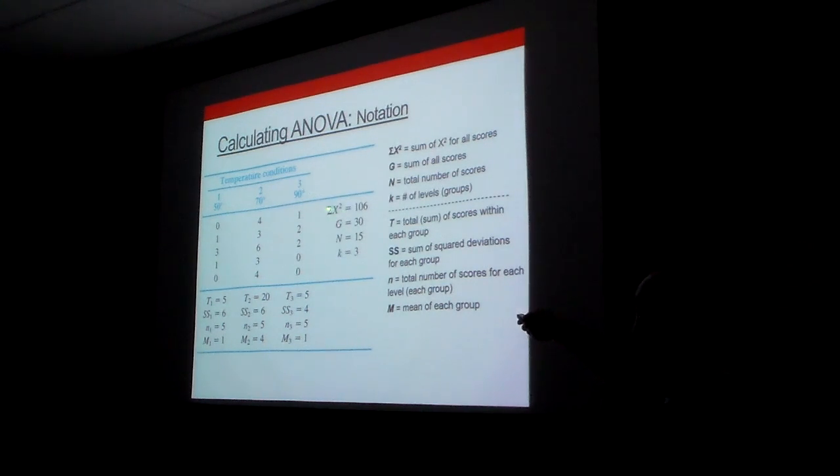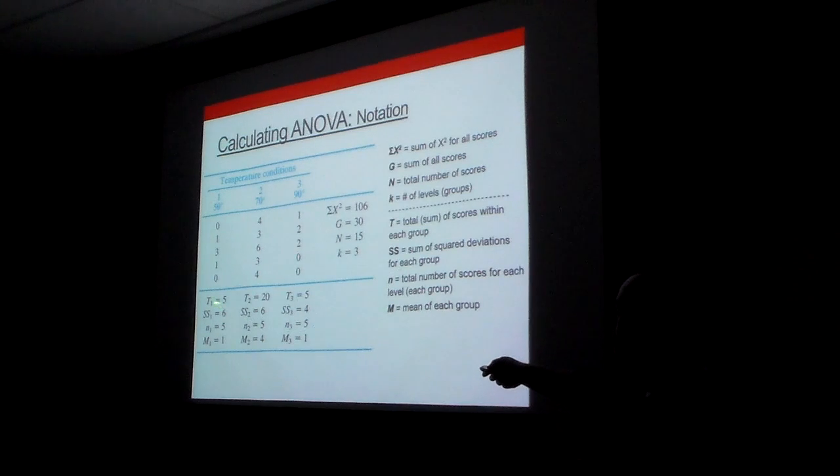Okay. So here we've just got a sum of our squared x's. Our G is the sum of all scores. If I add all these up, I'm going to get 30. N is the total number of people in my entire design, 5 in each group, giving me 15. K is equal to 3. I've got three conditions, or 3 levels, to my IV.